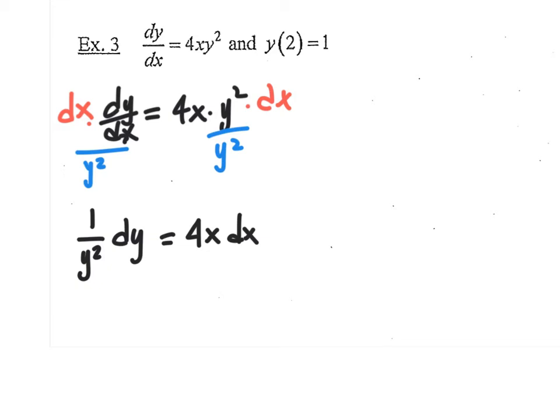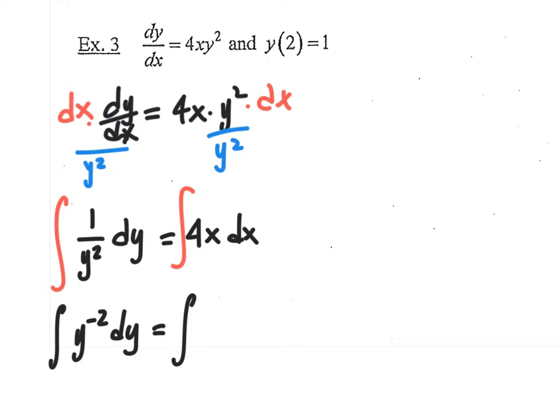Now, at this point, I've separated my variables, all the y's on one side, all the x's on the other. What I can do now is take the integral of both sides, okay? And before I take the integral, I have to rewrite this because I don't have a rule for that. So if I write this as the integral of y to the negative 2 power dy, that's going to equal the integral of 4x dx, okay?